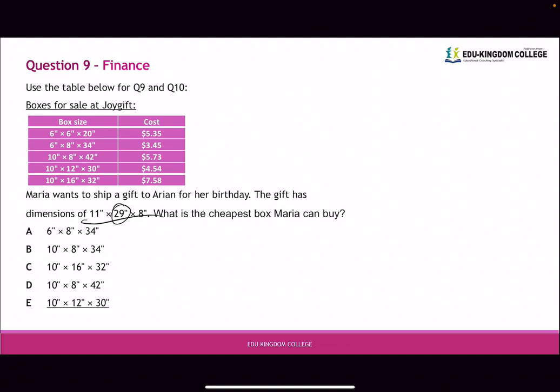So 29 inches, okay. Which boxes can that fit in? Yes, it can fit in here, it can fit in here, it can fit in here and here. So these are all bigger than 29, but not the first one. Okay, now let's take a look at the second dimension, 11. Okay, it can fit in the last two, and the last condition is that it needs to be cheap. So it's going to be the 10 by 12 by 30 for $4.54.